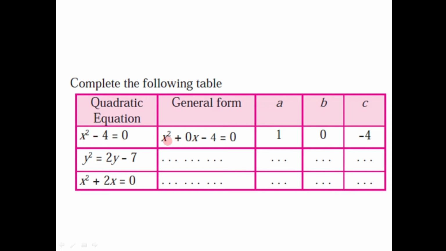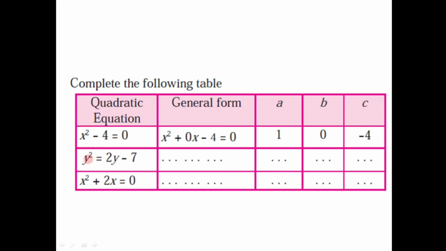So we have just expressed this as x square plus 0x minus 4 is equal to 0. Now if we compare this equation with the general form of a quadratic equation, instead of a we have 1, that's why the value of a is 1 here. Instead of b we have 0, that's why b is 0. And instead of a constant term, 4 is there along with the negative sign. So we should take the value of c as minus 4.